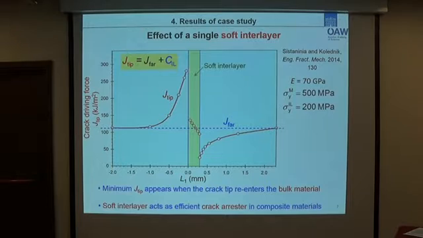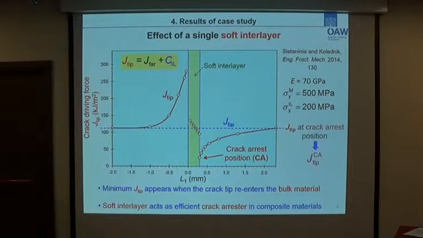Now, let's look at the influence of the single soft interlayer on crack driving force. This is a very interesting figure. This figure shows the variation of crack driving force due to a single soft interlayer. As you can see, when the crack has crossed the soft interlayer, crack driving force is strongly reduced, and therefore the crack is arrested at this position. This position, at which crack driving force becomes minimal, is called the crack arrest position, or CA position. The crack driving force of a crack located at this position is referred to as J_tip,CA.